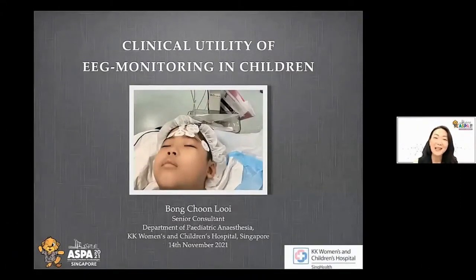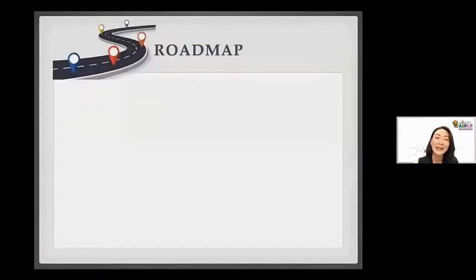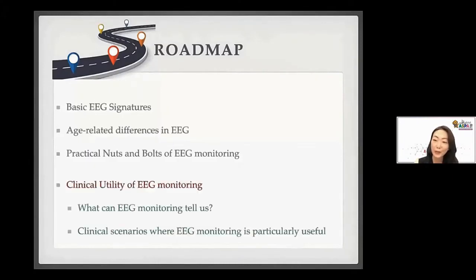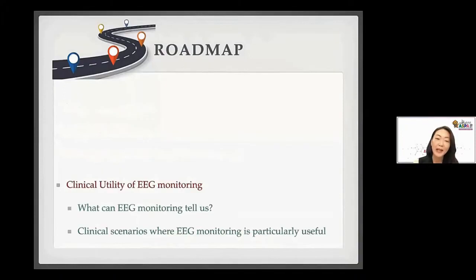We now come to the last mini lecture of our workshop, and I'm going to speak on the clinical utility of EEG monitoring in children. Here's a little roadmap. We've already learned about basic EEG signatures, age-related differences in EEG, and the practical nuts and bolts of EEG monitoring. For this part, I'm going to speak on the clinical utility of EEG monitoring, about what EEG monitoring can tell us, and we're also going to go through some clinical scenarios where EEG monitoring has been found to be particularly useful for children.